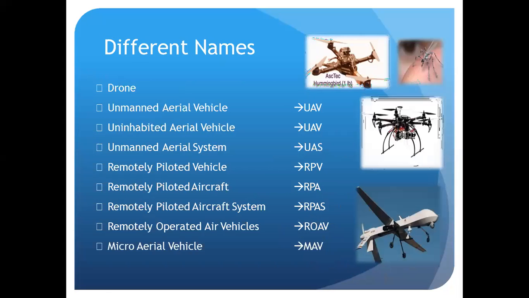Now, the different names given to these drones are: unmanned aerial vehicle, that is UAV; uninhabited aerial vehicle; unmanned aerial system, that is UAS; remotely piloted vehicle, which means the pilot is not there but it works on remote control only; remotely piloted aircraft; remotely piloted aircraft system; remotely operated air vehicle; and micro aerial vehicle. These are the names given to this drone.